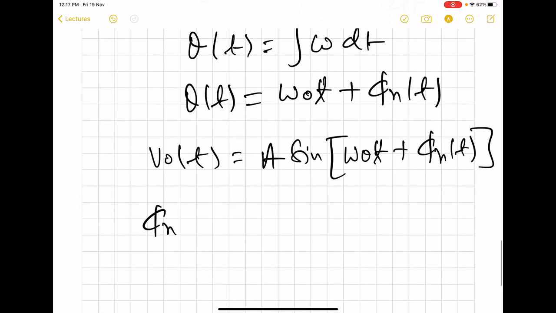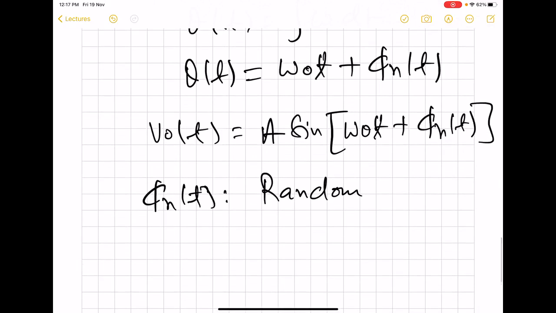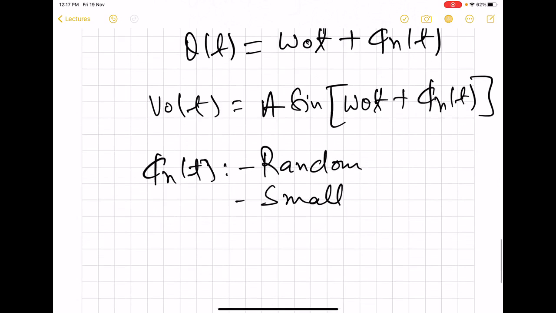And here this function is going to be random and typically small. And this function is called phase noise.